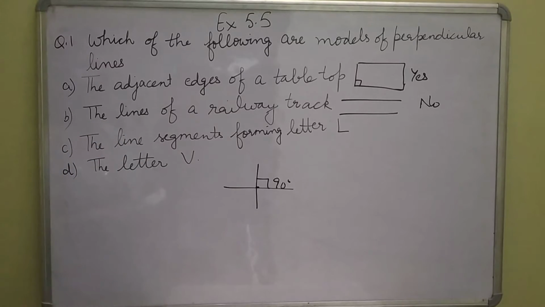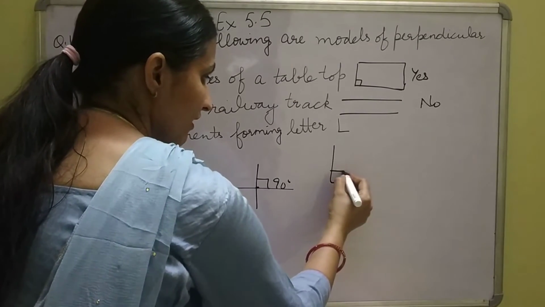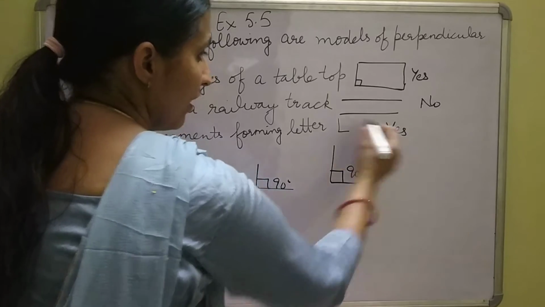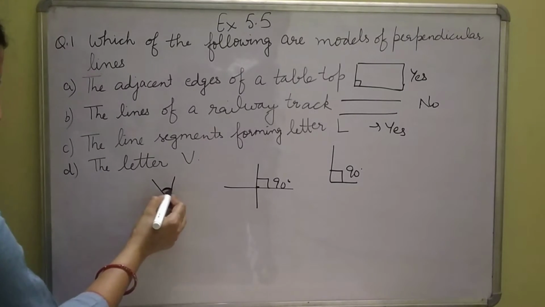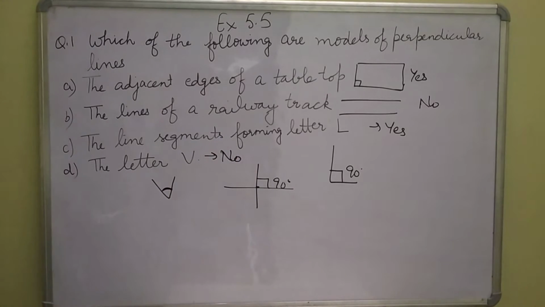The line segments forming the letter L. Letter L is like this, so this is 90 degrees. So yes, these are perpendicular. As an example we can take the letter V. V is like this, so this is not a 90 degree angle. So this is no. These are not models for perpendicular lines. So this is your question number 1. Now let's move to question number 2.